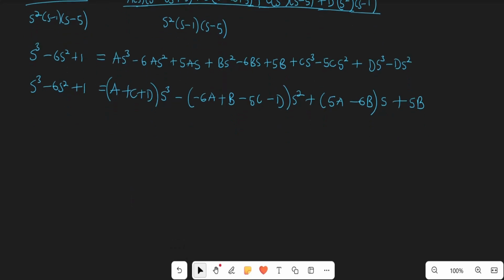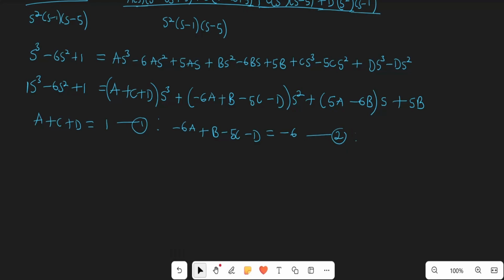So now we can compare both sides. So by comparison, we have A plus C plus D. This one is equal to 1. The coefficient of S to the third on the left is 1. That is what we have here. Now this is equation 1. What about equation 2? That is negative 6A. This one is positive, I beg your pardon. So negative 6A plus B minus 5C minus D. This one is equal to negative 6. That is the coefficient of S squared on the left hand side. You can call this one equation 2.